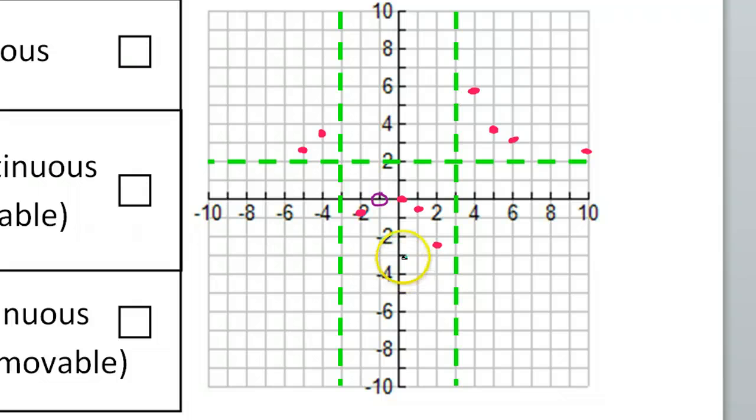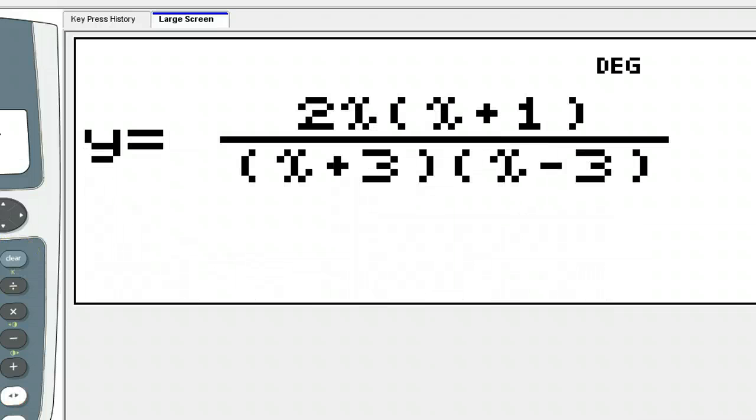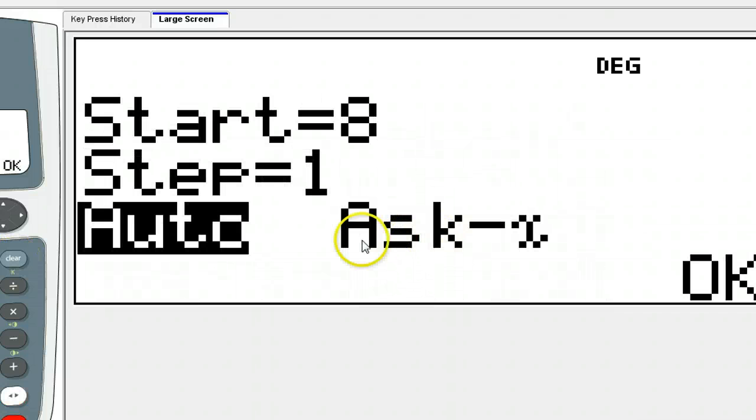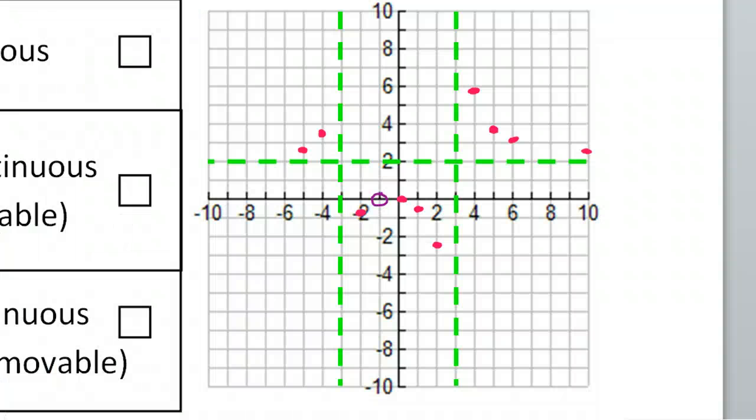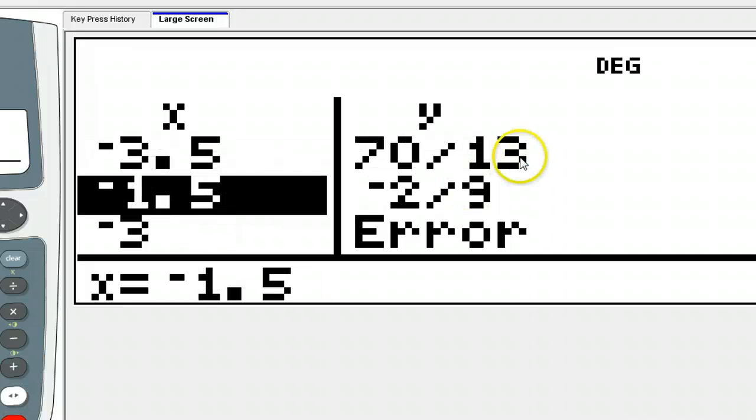Okay, now I'm going to go back and do the decimals. I always like to look at what's happening really close to the asymptotes, just to the left and just to the right. But to do that, it's easier if I do ask mode instead of auto. Okay, so for example, the asymptote is at negative 3, so I'm going to take a look at negative 3.5. Okay, so negative 3.5 gives me this.